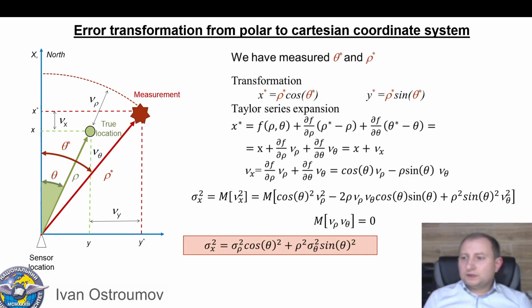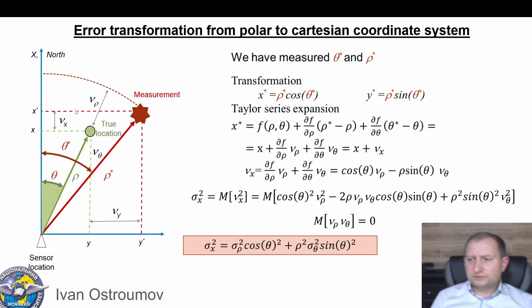If we apply transformation from polar to Cartesian reference frame, in this case of axis orientation, we will get that x measured will equal rho measured multiplied with a cosine of theta measured. Also, y measured is equal rho measured multiplied with the sine of measured theta angle.